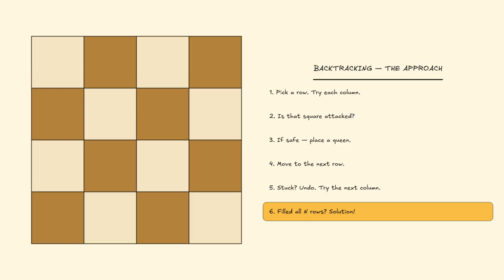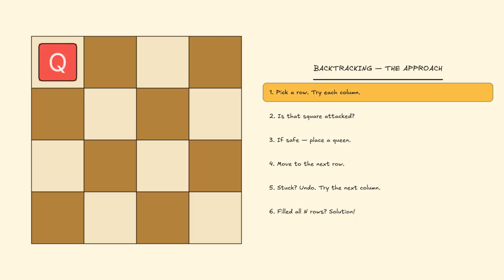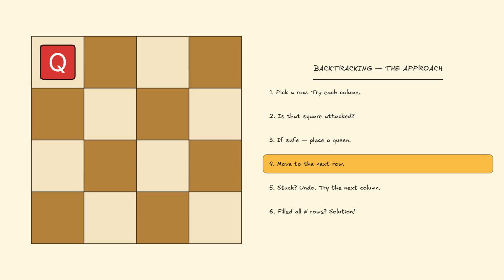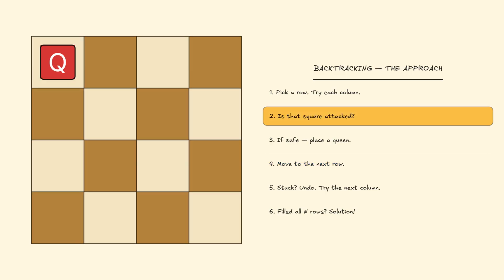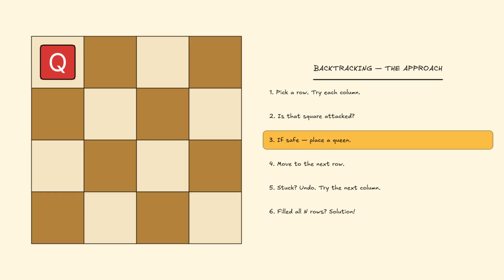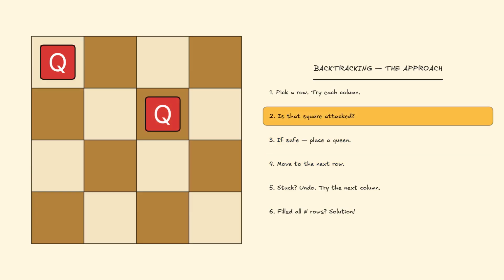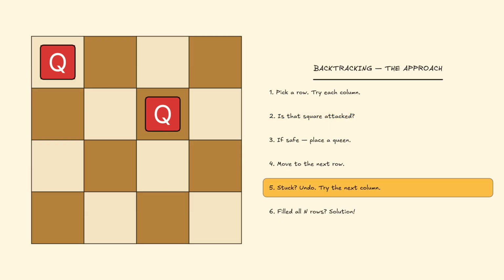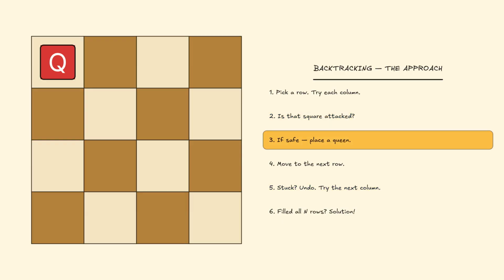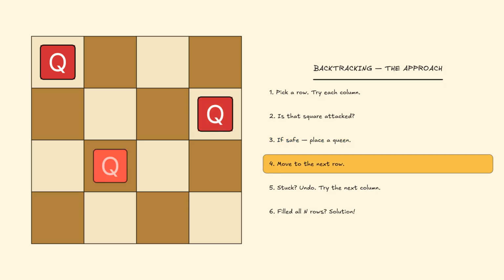Now watch the same 6 steps run on the board. Row 0, first column, place. Move to row 1, column 0, same column as our queen, attacked. Column 1, on the diagonal, attacked. Column 2, safe, place. Row 2, every column in row 2 conflicts with one of the queens above, dead end. We undo. Try column 4, place. Row 2 again, column 2 is safe, place. Row 3, no safe column, undo. Row 2 is also out of options, undo again.